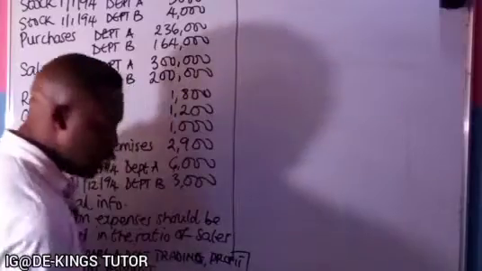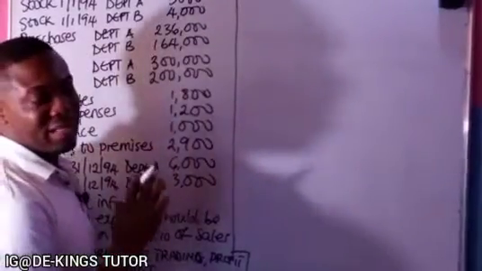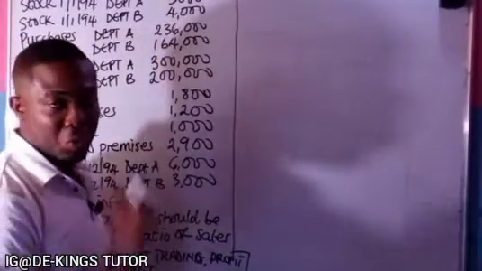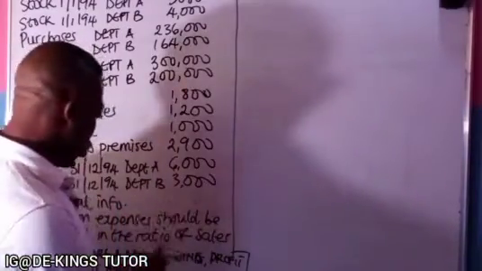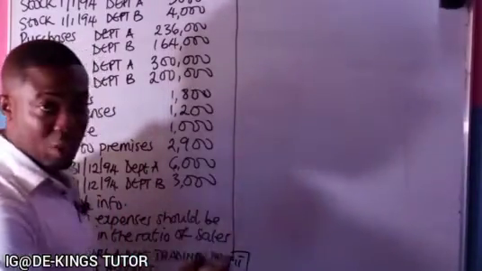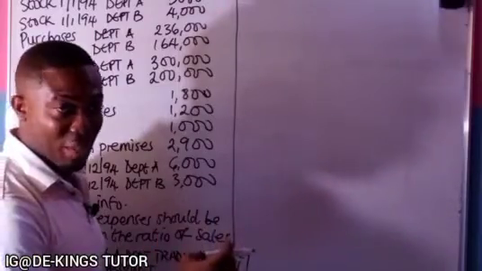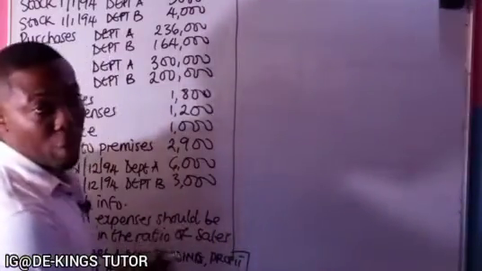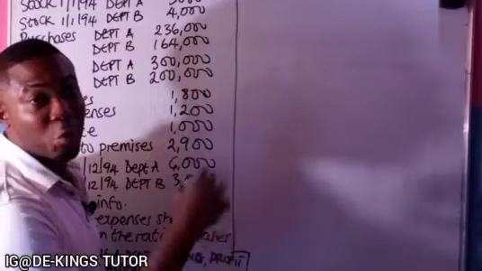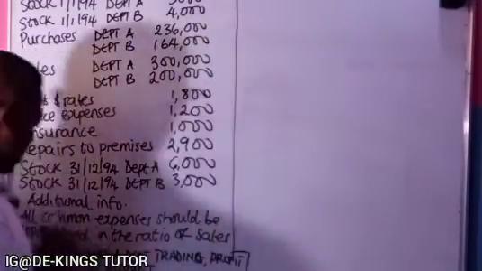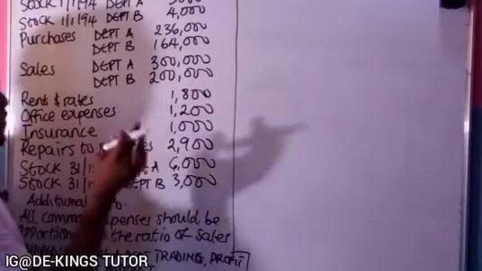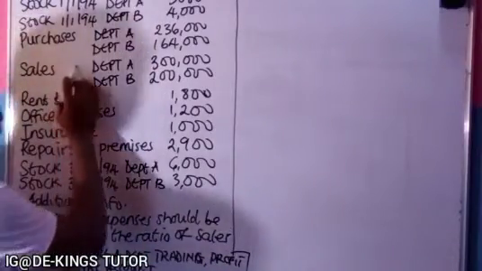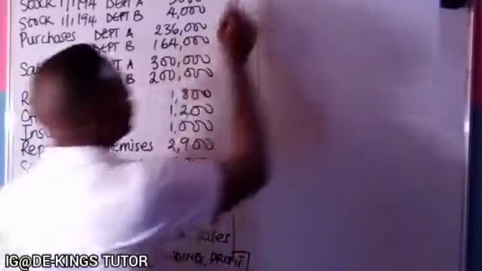Now the first thing you should do whenever you want to prepare this, I've said it before, go to the adjustment. Do the adjustment first. In this question, though, we don't have adjustment, but we'll see a subsequent one that has adjustment. Now they are just asking us to apportion. We should apportion before you begin. They said all common expenses should be apportioned in the ratio of sales. First you should go, what is the ratio of sales? Look at sales. Let's get the ratio first.